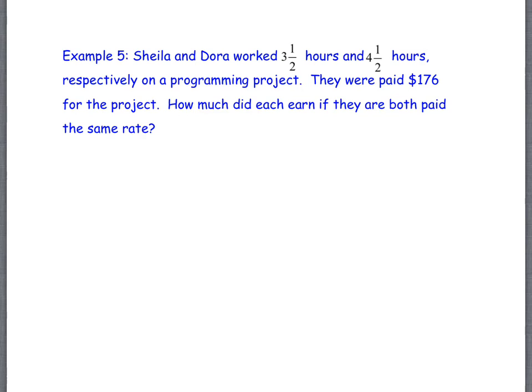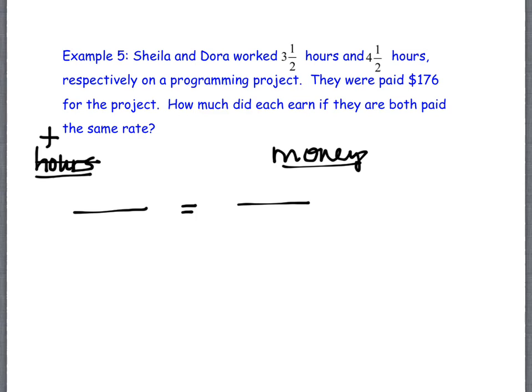The hours and the money, right? How much did I work? How much did I get paid? Okay, so those are the two sides that I'm going to set up for my equation. So one side is going to be hours, and one side is going to be the money that they make. I guess I could have put time and money, that would have probably been better. We'll say time. Our time just happens to be in hours.